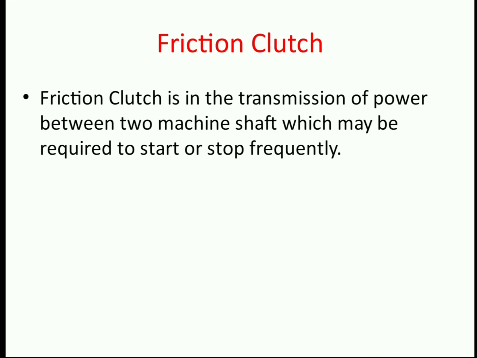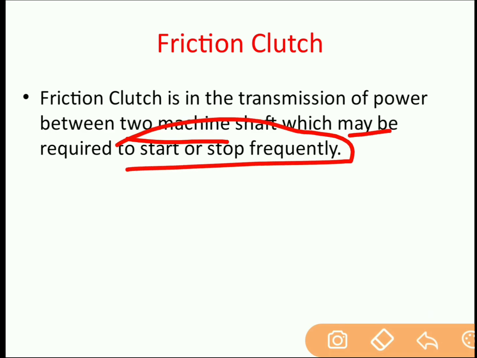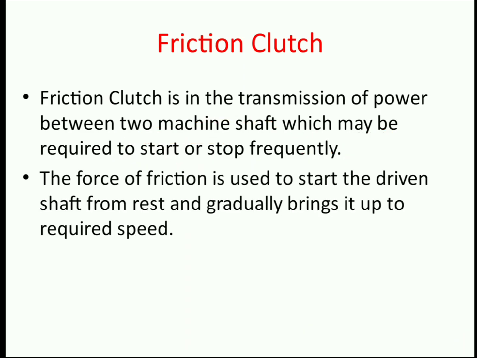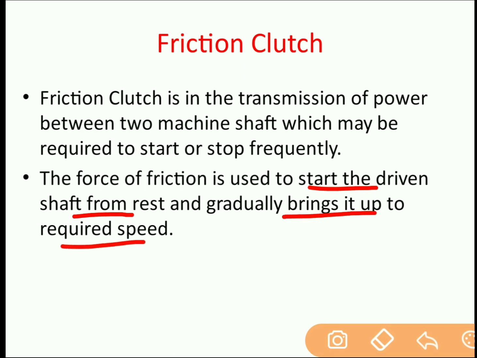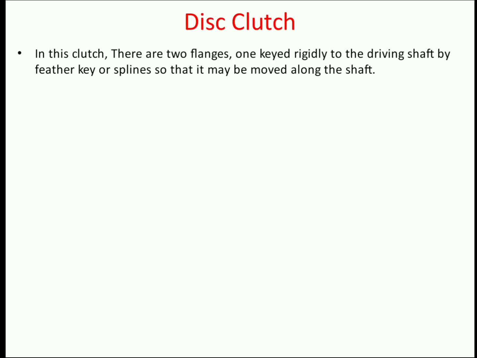Frictional clutch. Friction clutch is the clutch which is used to transmit the power between two machine shafts, which may be required to start or stop frequently. The force of friction is used to start the driving shaft from the rest and gradually brings it up to the required speed. First friction clutch is a disc clutch.